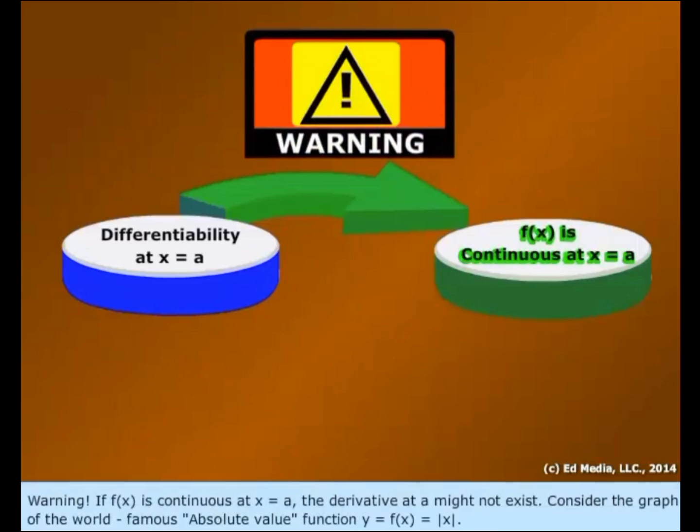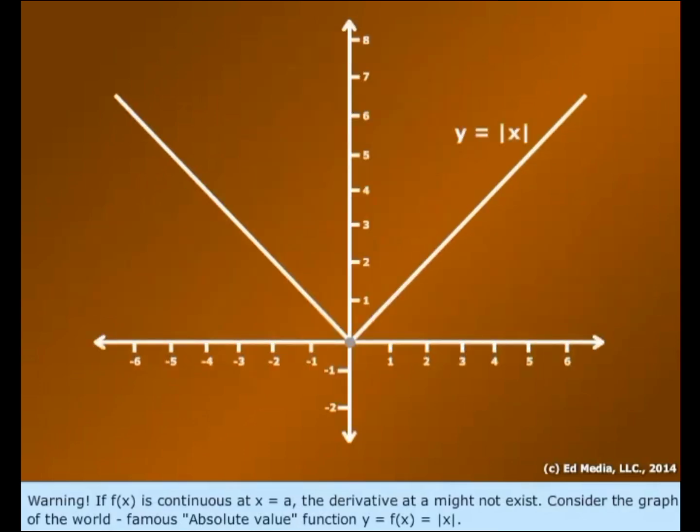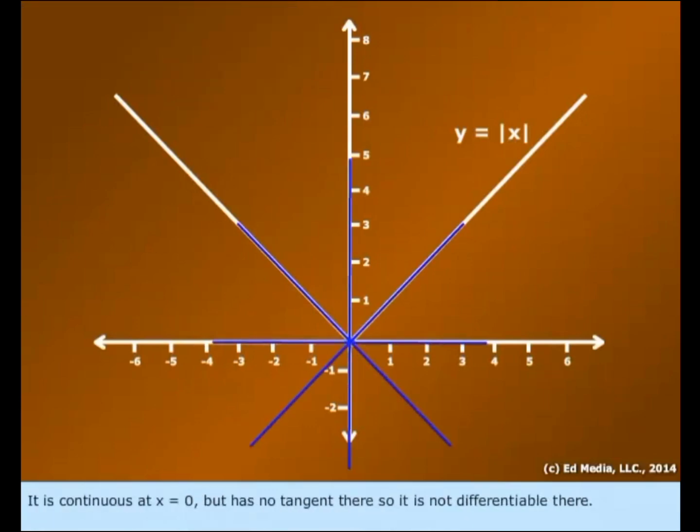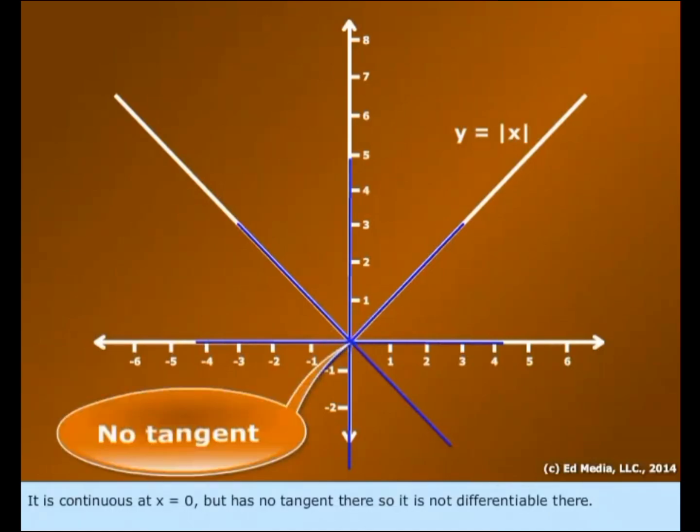Warning! If f of x is continuous at x equals a, the derivative at a might not exist. Consider the graph of the world-famous absolute value function y equals f of x equals the absolute value of x. It is continuous at x equals 0, but has no tangent there, so it is not differentiable there.